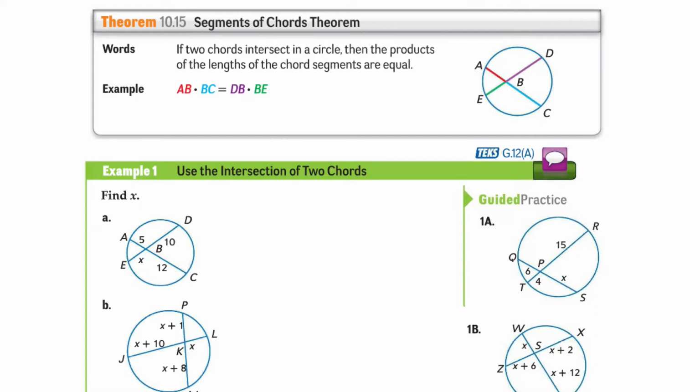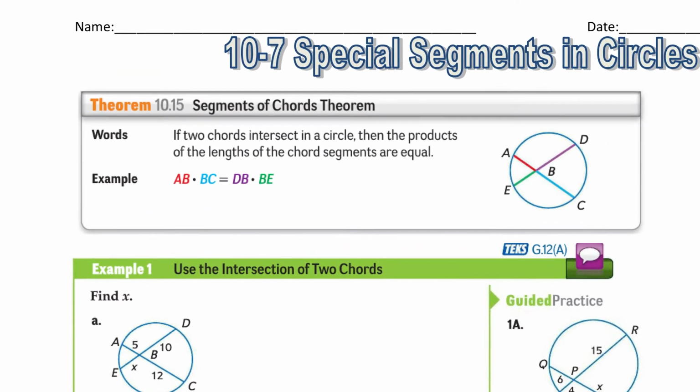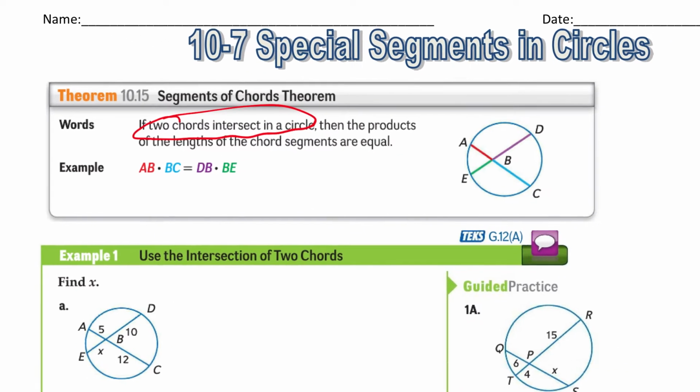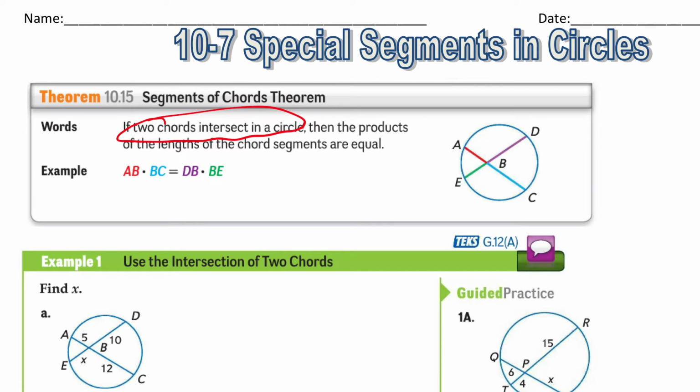Talk about really the last new thing within this circles unit. There are going to be three different possibilities of what we deal with today. The first is where two chords intersect inside of a circle, where they cross each other on the inside of the circle. The product of the lengths of the chord segments are equal. So what this says right here is true.